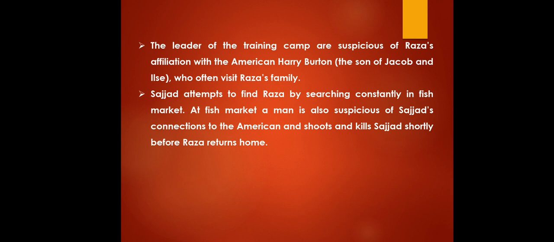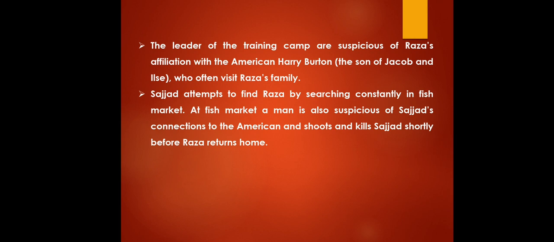Here we see the positive part of the intelligence agencies, that they know who is visiting Raza's house. So they suspected Raza's affiliation with the American Harry Burton, the son of Jacob and Elsie Harry Burton, who often visit Raza's family because they were relatives.